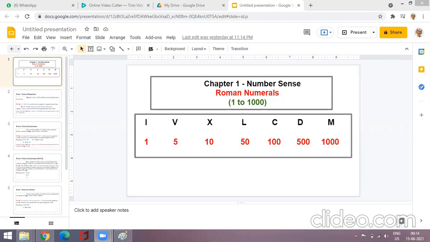Now, for your syllabus, we will cover these 7 symbols. You may need to memorize these symbols with their respective values. Yes? Very good. Now, in today's class, we will discuss how to represent the numbers ranging from 1 to 1000.